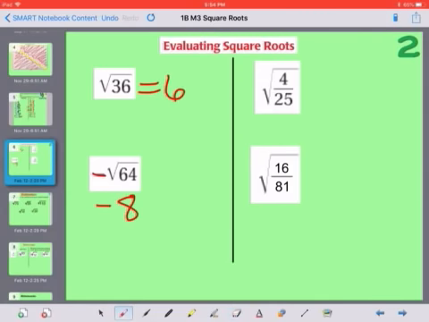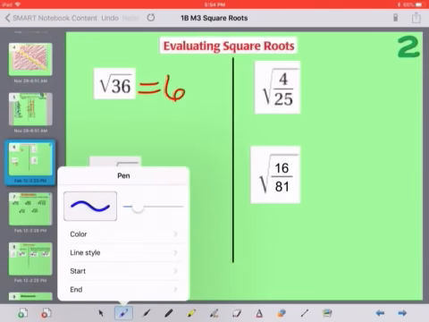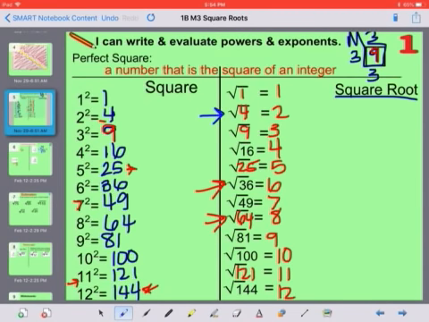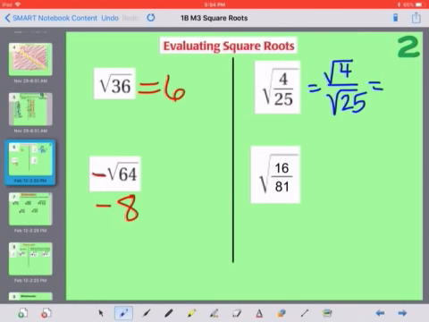Now over on the right side we have some fractions. We're going to treat them exactly the same as we would a regular square root, except we can split it into 2. So we have the square root of 4 over 25, so we can write that as the square root of 4 over the square root of 25. Now we can simplify the numerator and the denominator. The square root of 4 is 2, because 2 times 2 is 4. And then the square root of 25 is 5, because 5 times 5 is 25. So our answer, the square root of 4/25, is 2/5.